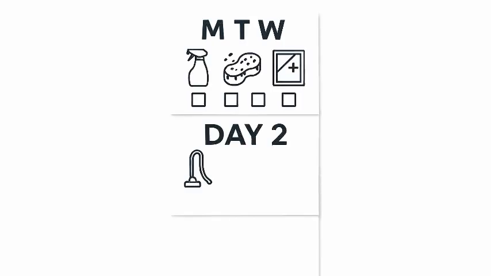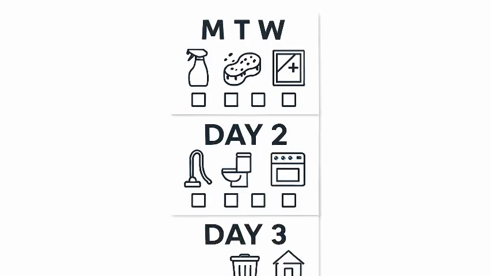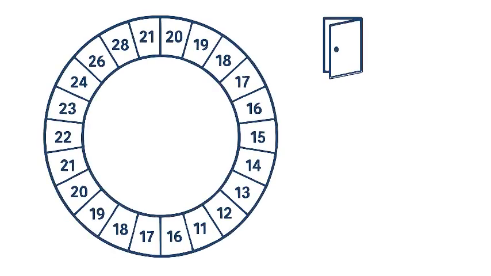Day 1 shows that room's Day 1 deep tasks. Day 2 shows that room's Day 2 tasks, and so on until Day 30. On Day 31, you go back to Day 1.